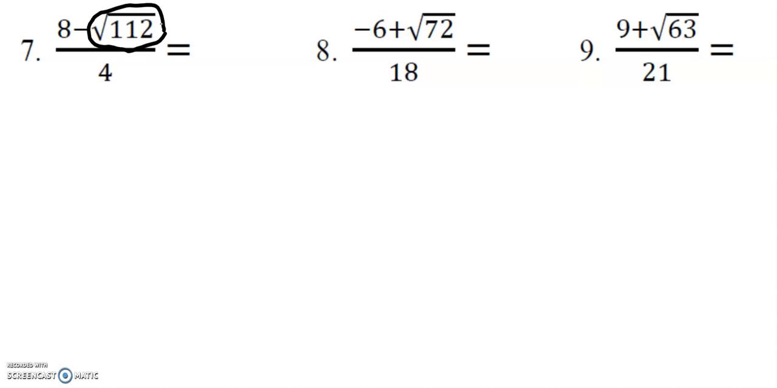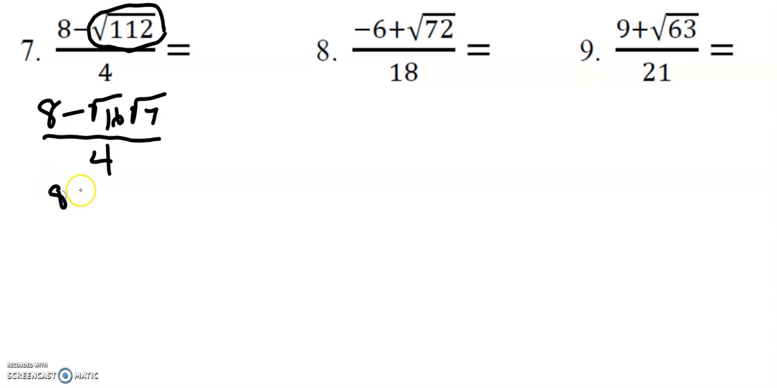And again, you have to kind of rely on what we did earlier. And the largest square root that goes into 112 is 16. So when I do this problem, it'll be 8 minus root 16, and it's 16 times 7, so root 7. And all of that would be over 4. And then you simplify the roots that you can. So the root of 16 is 4, so we'll go 8 minus 4 root 7 over 4.